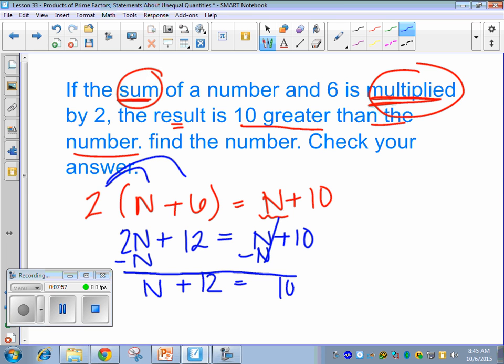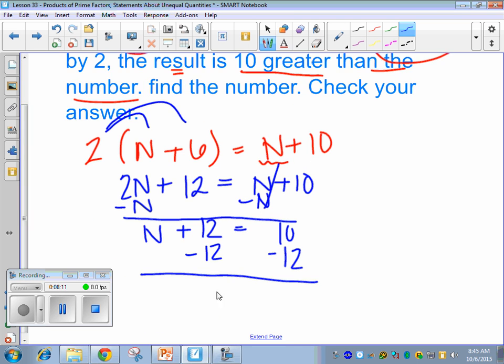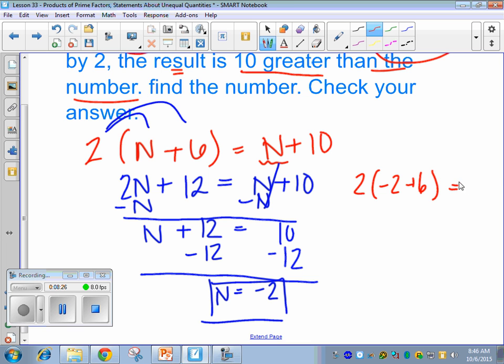So, Bethany, what should I do next? Yeah. I want to get my numbers on their own side as well. So I'm going to get that n equals negative 2. If I want to check my answer like it tells me to, I'm going to plug in negative 2 into my equation. So 2 times negative 2 plus 6 equals, hopefully, negative 2 plus 10.